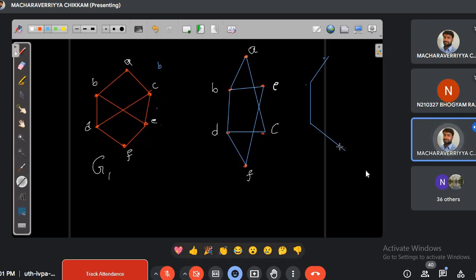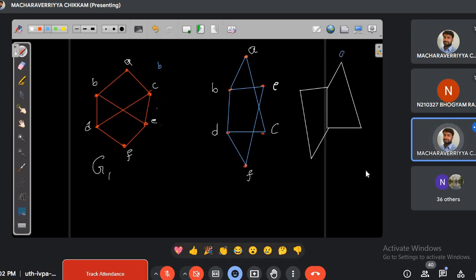I don't think so. I can go without intersection. No chance. Somewhere, at least one line intersection happened. Without intersecting the edges, I'd like to draw the graph. Oh, no, no. It is possible here. It is possible. Oh, it is possible. This way it is possible.